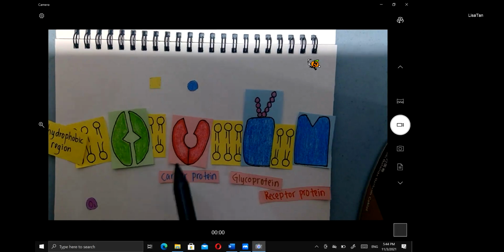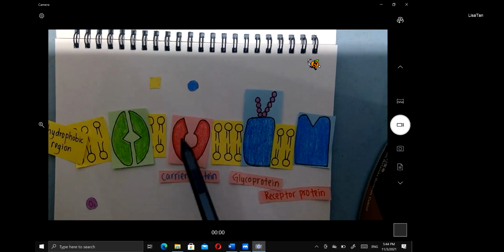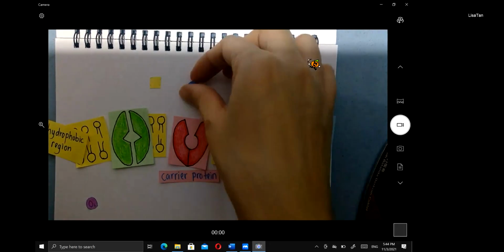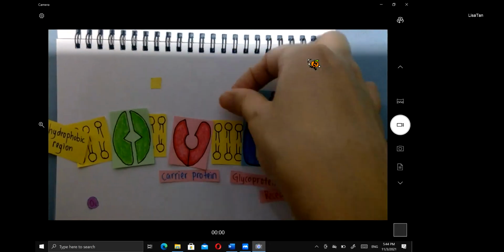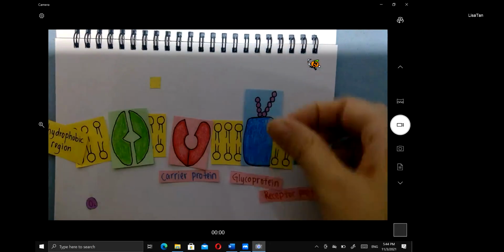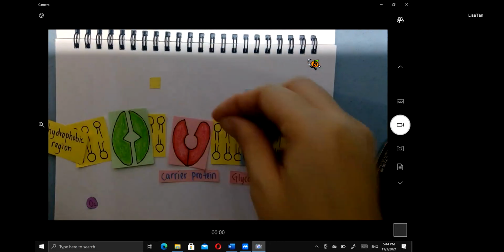This is the carrier protein. Teacher, how do you know? Because the carrier protein will have this specific binding site. For example, this carrier protein is for glucose. Glucose is so big. They are large, polar molecules. They cannot pass through the hydrophobic region.